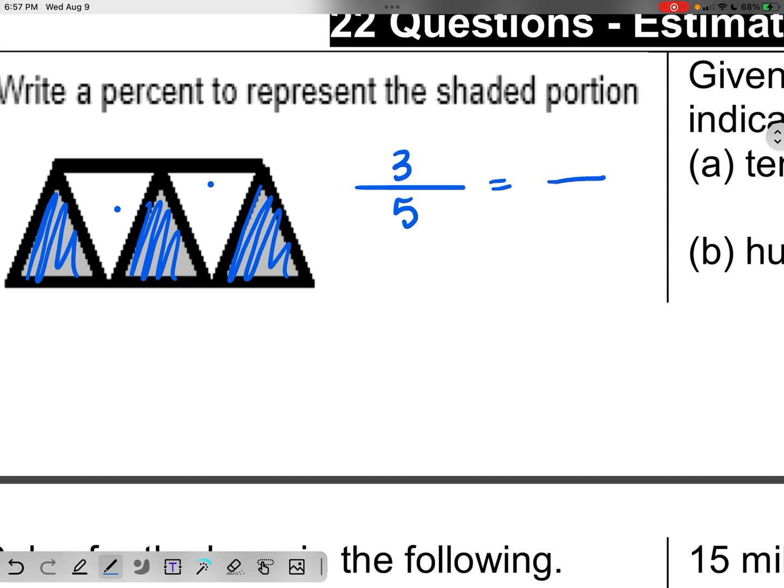3/5. If we made that go to 100, since per cent literally means per 100, like a century is 100 years, per is the fraction line. So we're going to multiply both of these components by 20. So 60 hundredths, meaning 60%.